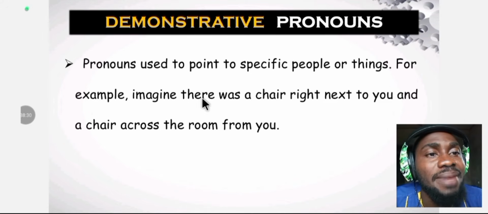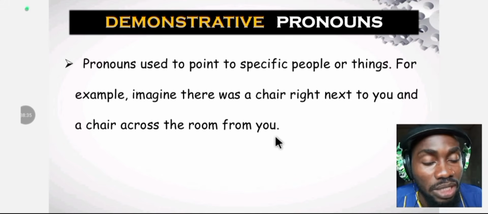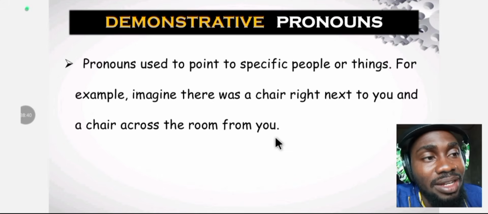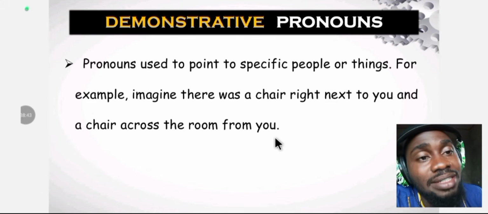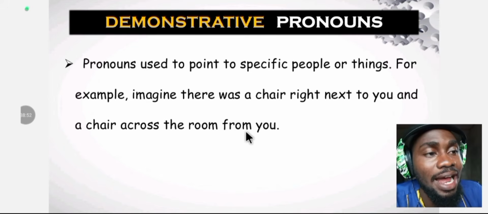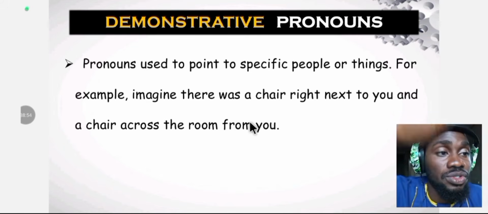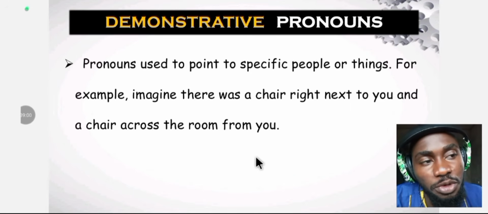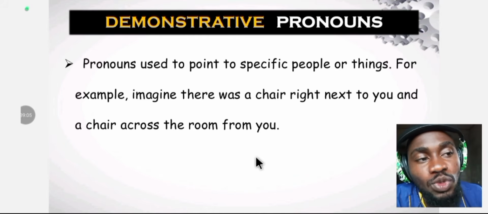For example, imagine there was a chair right next to you and a chair across the room from you, just as my laptop is right next to me, in front of me, and there is also a laptop across the room from me. How do you refer to the one you have in front of you and the one you have across the room? Let's find out. We use demonstrative pronouns to refer to things in such situations.